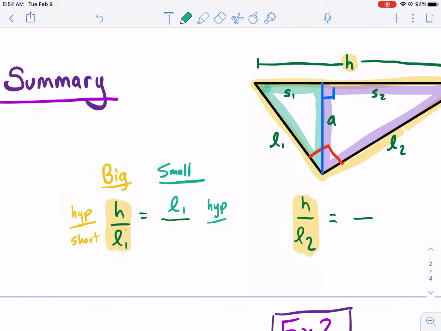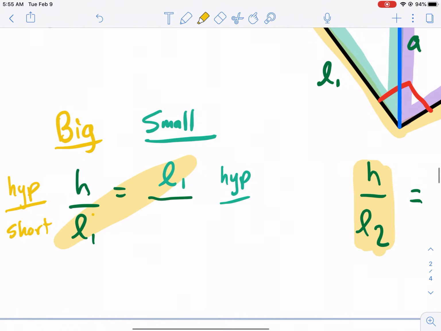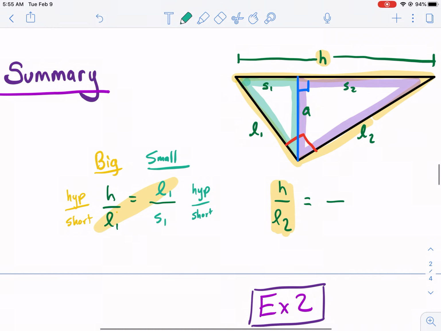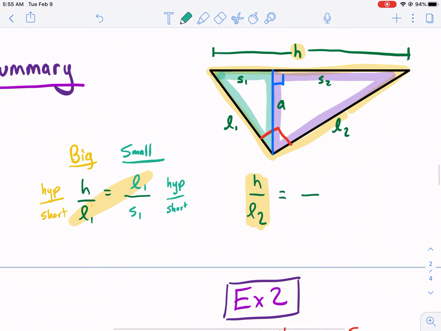So we made a valid comparison. Why did we make a valid comparison? Because we have a geometric mean. L1 is the denominator of one side, L1 is the numerator of the other side, okay? So now we also have to compare the short side of the small triangle, and that's S1. So we have a geometric mean, it's valid. Now, there's another way we can compare the big side, okay? That was comparing the hypotenuse to the short side, okay?